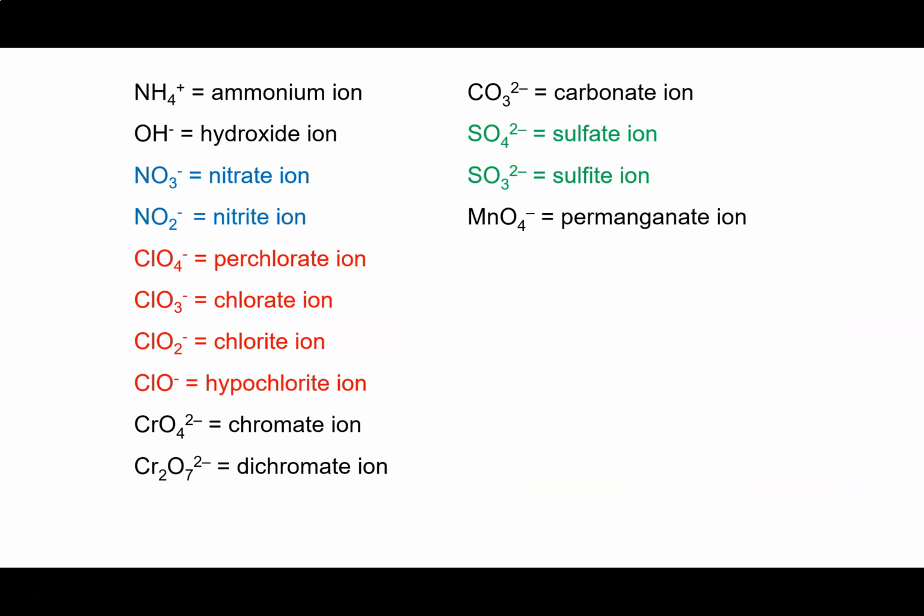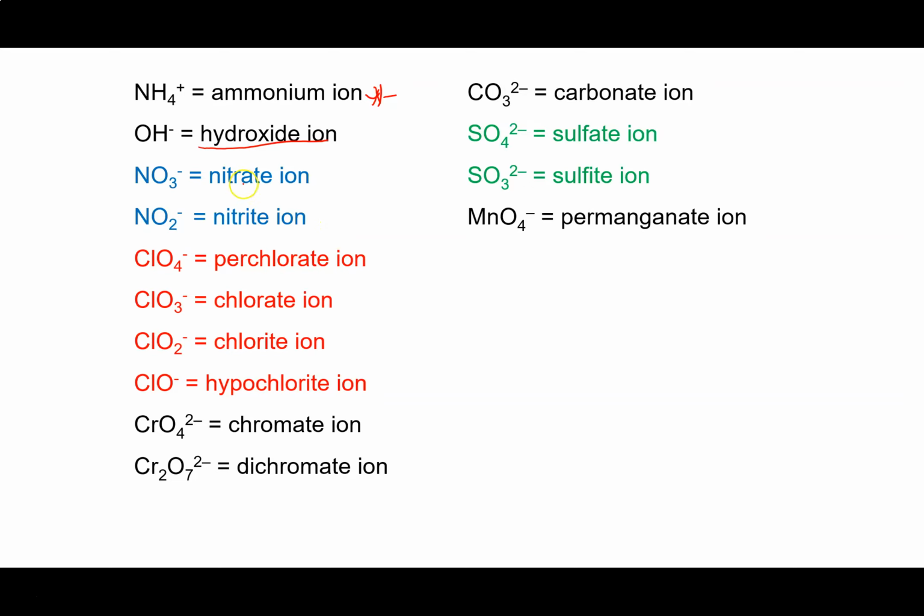Okay, so here's a whole bunch of them, and I've highlighted the oxoanions that belong to those families in different colors, so you can see those rules kind of playing out. So ammonium ion is probably the only common polyatomic cation that we're going to be encountering at this point. Hydroxide ion, very common polyatomic anion.